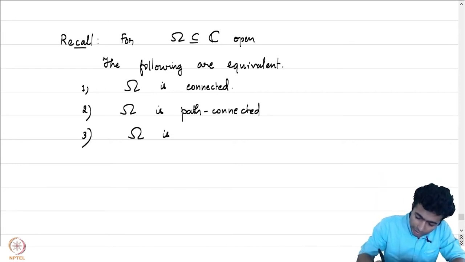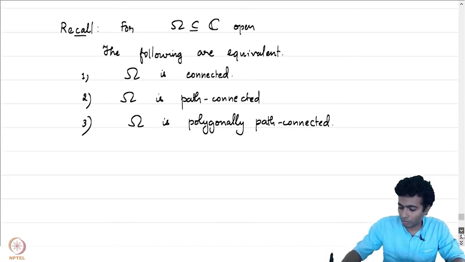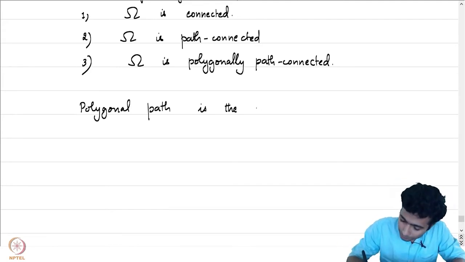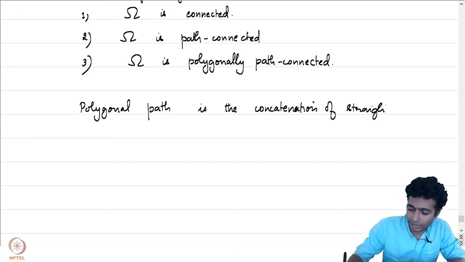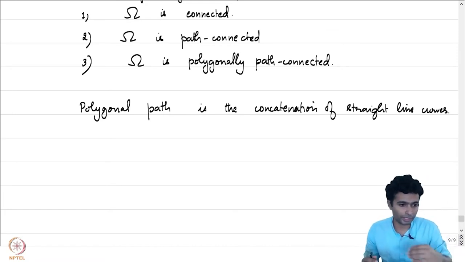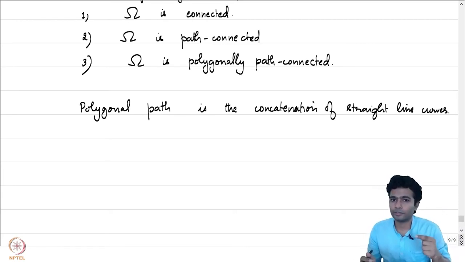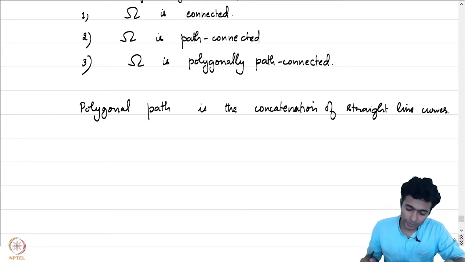And the third is that omega is polygonally path connected. What is the meaning of polygonally path connected? A polygonal path, if you recall, is the concatenation of straight line paths. In fact, we had proved a slightly stronger result than just demanding that it was polygonally path connected. If you go back to the first week and look through our lectures, we had proved that these polygonal paths can be arranged in such a manner that each of the line segments featuring in the polygonal path is parallel to either the real axis or the imaginary axis. So, we had proved something in fact stronger than what is written here.